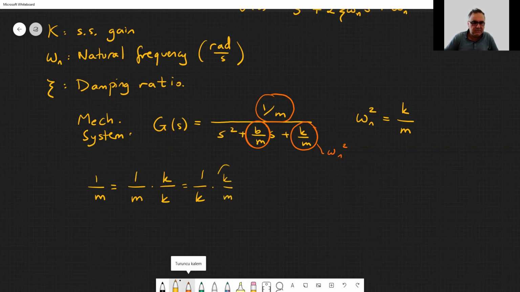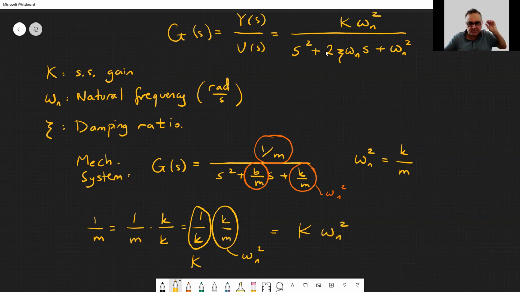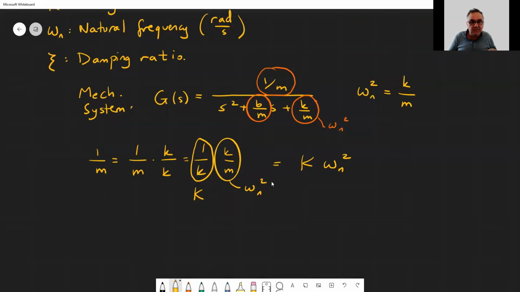But K over M is, what was K over M by our definition? It was omega n squared. And this 1 over K, if you look at it, this has to be our steady state gain. So 1 over M can be written as K times omega n squared, with K being our steady state gain, the small case K.